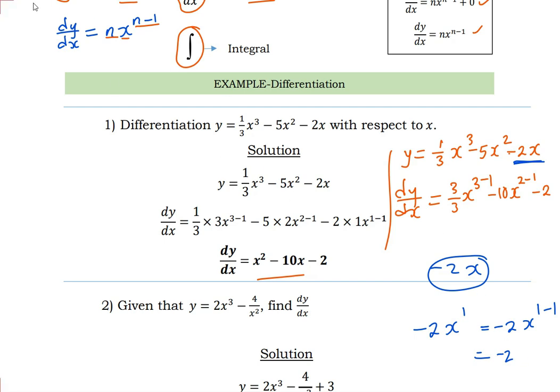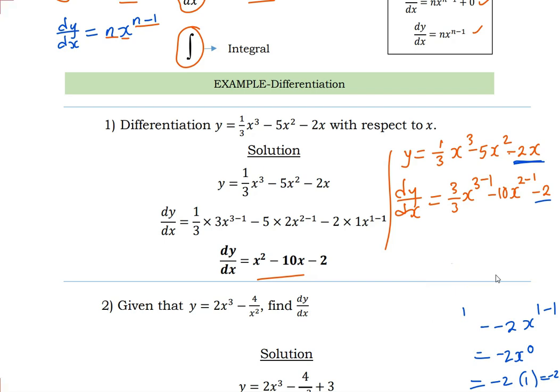This is x right here, x power 0, because 1 minus 1 is a 0. Of course, we know that this will be a negative 2 times a 1. We know that x power 0 will give us a 1. So negative 2 times 1 will just give us a negative 2, which is this right here. This is how I came up with a negative 2.